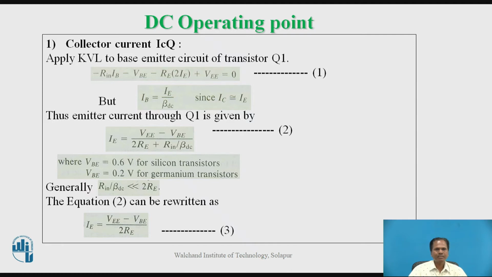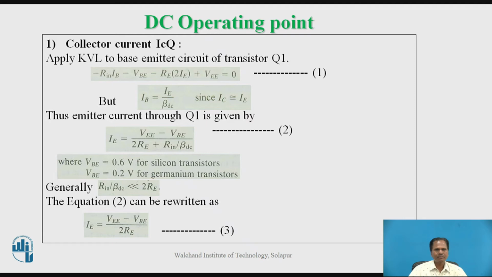So the emitter current through transistor Q1 is given by I equal to (VEE minus VB) upon (2RE plus Rin upon beta DC), where VB is the base-emitter junction cut-in voltage of the transistor. That is 0.6 volt for a silicon transistor and 0.2 or 0.3 volt for a germanium transistor. Generally, the value of Rin upon beta DC is much less than 2RE. Therefore, for simplicity, we can neglect Rin upon beta DC.